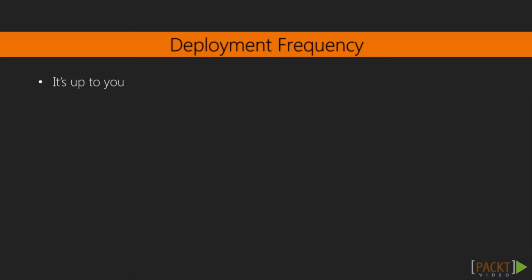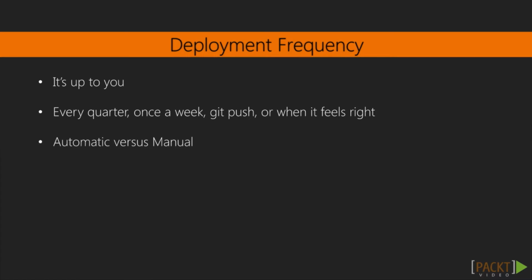As far as the frequency of your deployments throughout an application's life, it's really up to you. I know it's a pretty lame answer, but it's really whatever works for you and your team. I've heard of some teams that have a deployment schedule where they deploy code every quarter. Some teams try to deploy once a week. Other teams deploy their application every time they push something to GitHub. Others deploy whenever they feel good and ready. Some teams set automatic deployments, while others prefer to deploy manually.